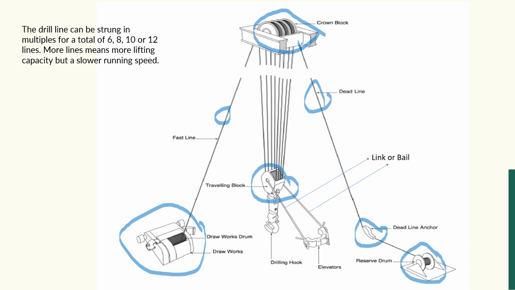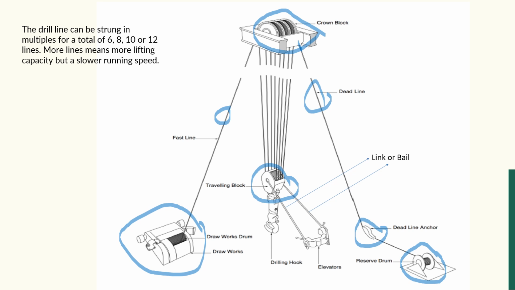Now, the drill line comes from the storage reel to the deadline anchor, and from here the drill line goes and is reeved to a sheave of the crown block, comes down to a sheave of the traveling block, and goes up again. Then again from the crown block sheave to the traveling block sheave, and again from the crown block sheave to the traveling block sheave.